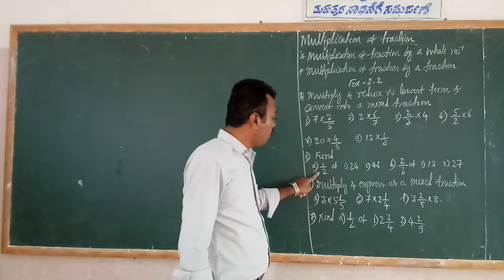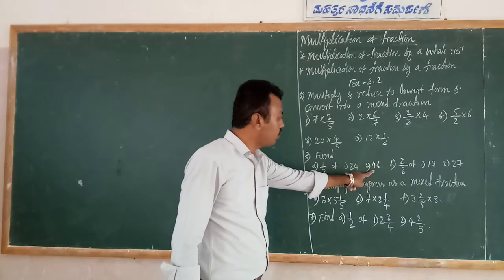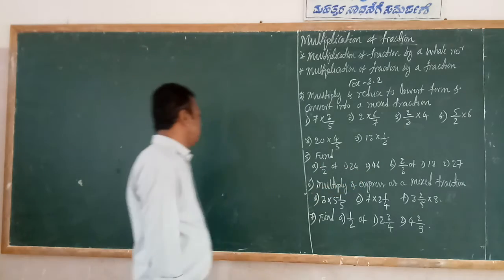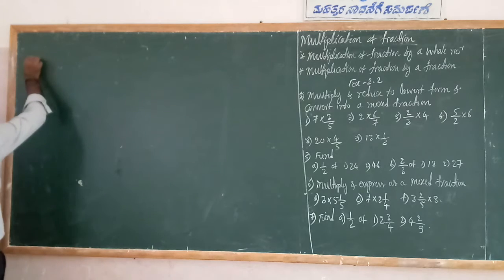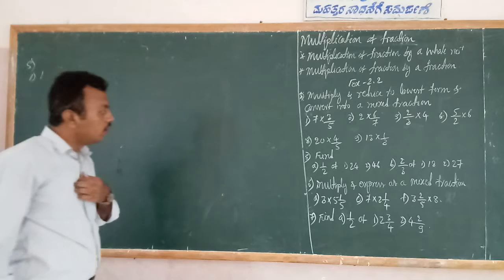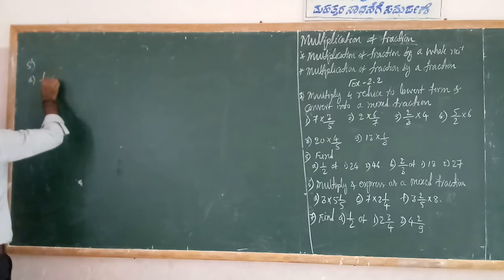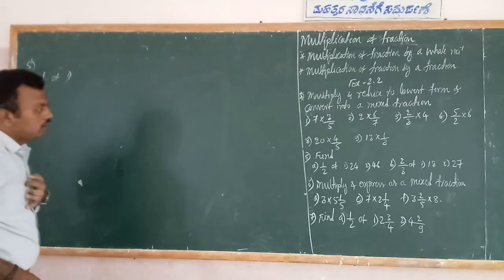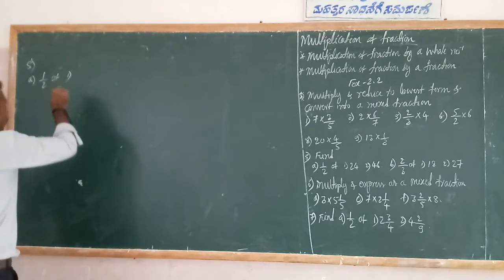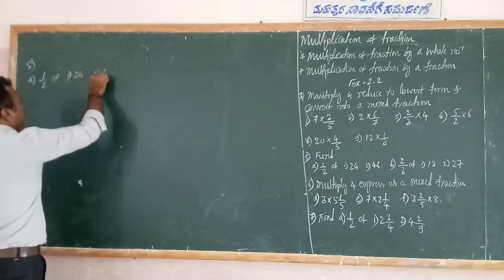So the fifth one I will go to. First one: find 1 by 2 of 24. The second one is 46. See, fifth main. First one, find 1 by 2 of what is the first one? First one is 24 and second one is 46.